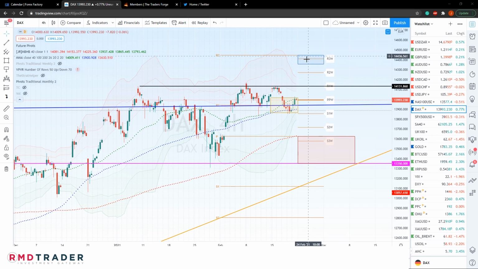And should price break lower and take out the lows from last week, breaking below the weekly S1 at 13,860, that could see price correct deeper towards our 4-hour 200 SMA, which coincides with the monthly pivot at 13,625, with some additional support from that area at 13,350, offering very strong support.